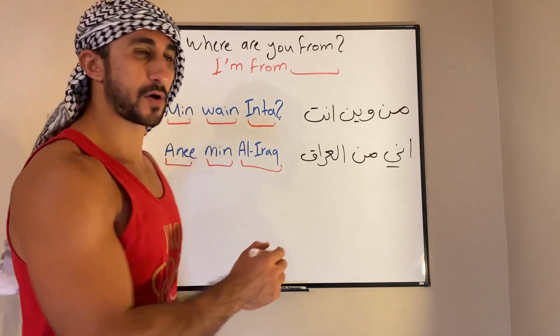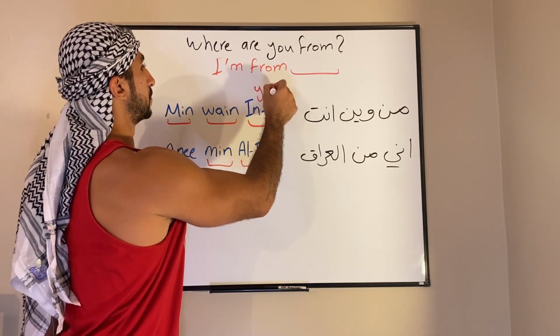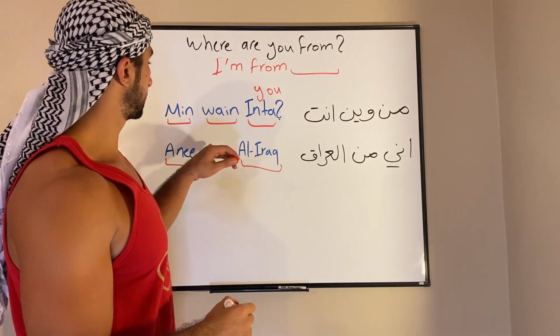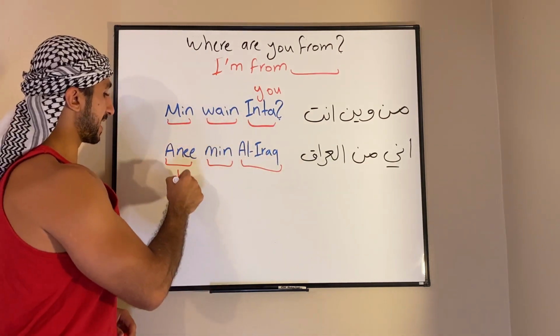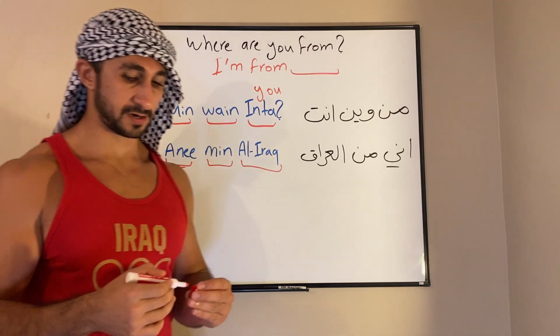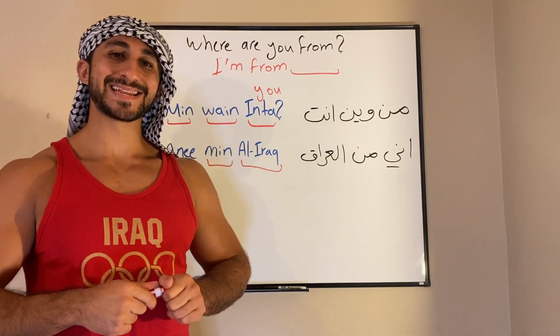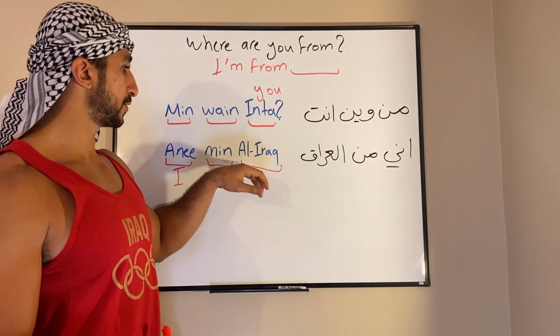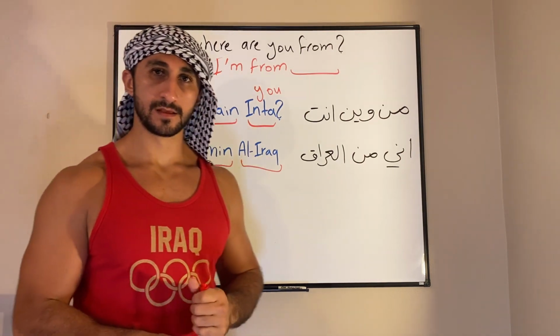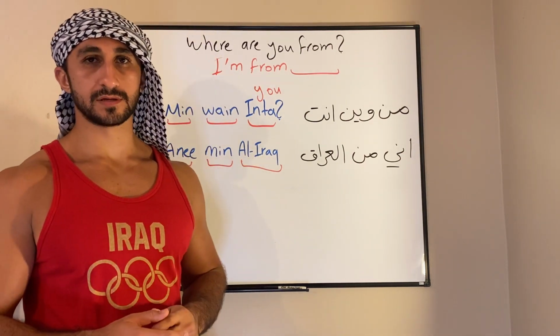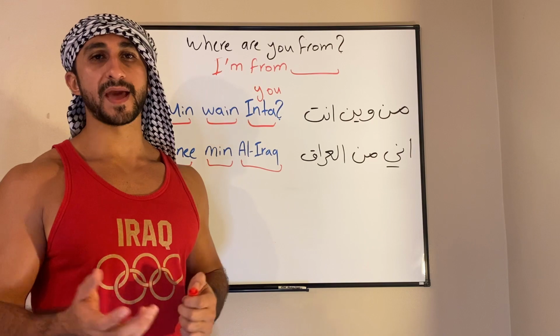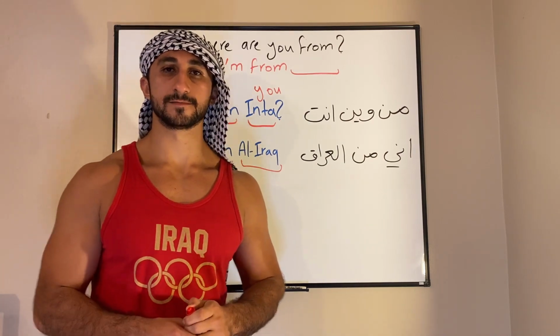Enta is another pronoun. This is you, right? And ani here, this is I, that we just learned earlier. Ani min al-Iraq. Now, some countries we add al, and some countries we don't. So it's just going to depend which country it is.